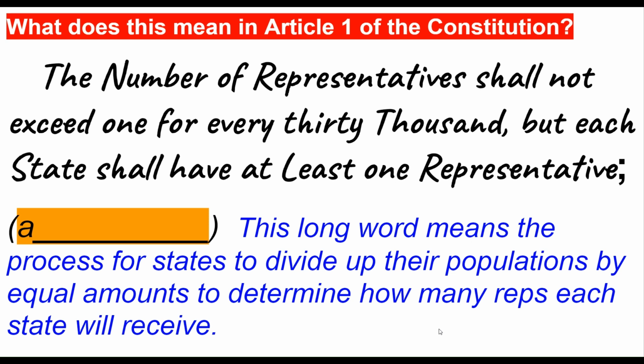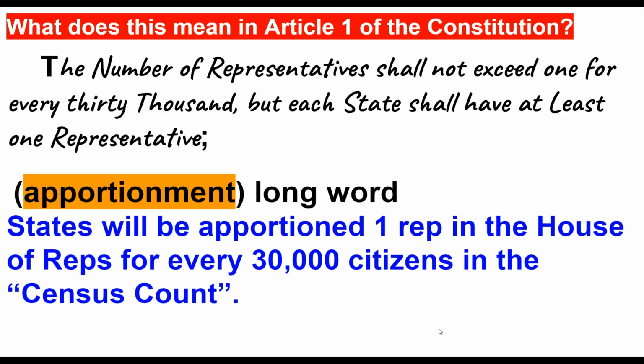Now, there's a key word for this process of giving an equal amount of reps by that 30,000 for each congressional district. It starts with an A, it's in the orange block there, and this long word that you've never heard of means the process for states to divide up their populations by equal amounts to determine how many reps each state will get. That word is apportionment. States will be apportioned one rep in the House of Reps for every 30,000 citizens in the census count. Oh, apportionment. Okay. All right.